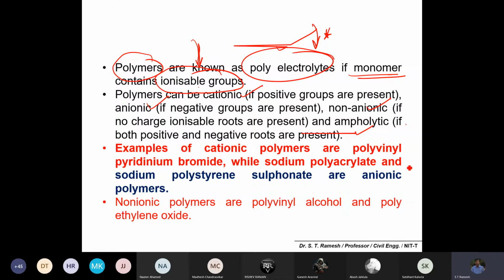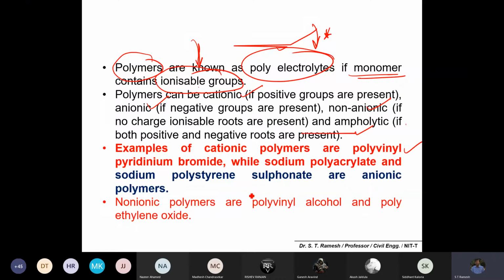So cationic polymers, one example you can remember is polyvinyl pyridinium bromide. And sodium polyacrylate and sodium polystyrene sulfonate are anionic polymers. Please remember one example of a cationic polymer as polyvinyl pyridinium bromide, and for anionic polymers you can remember sodium polyacrylate or sodium polystyrene sulfonate. So these are anionic polymers.